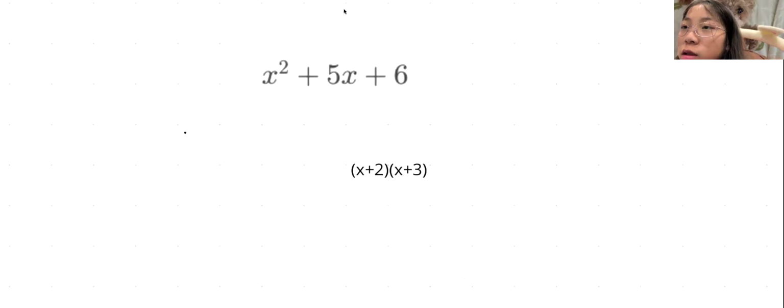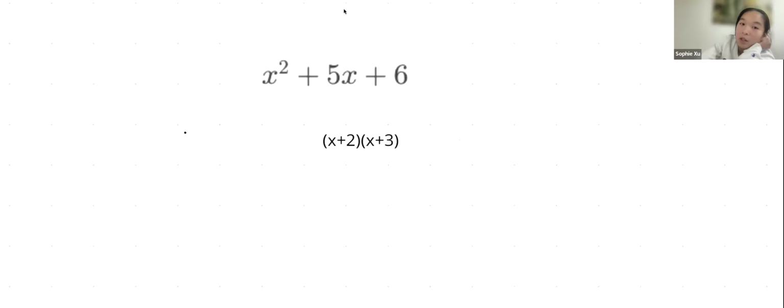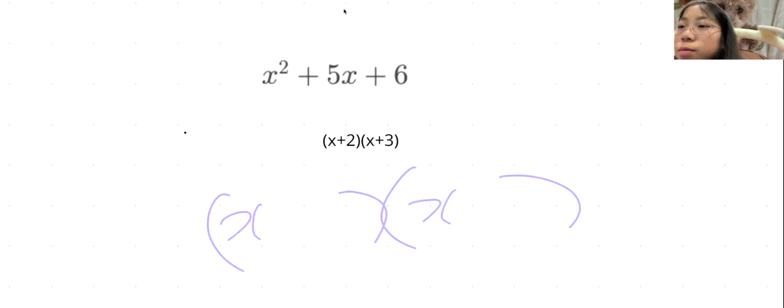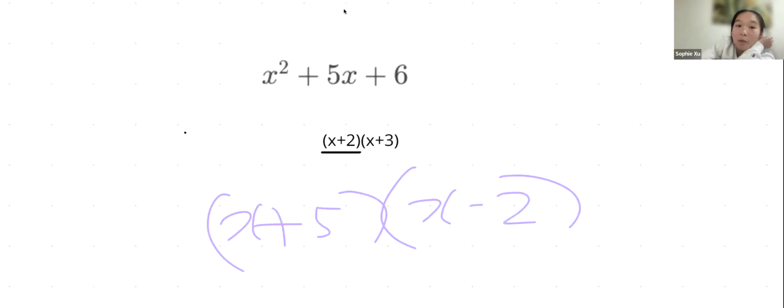Wait, so basically, do you just factorize it first into the thing we were doing before? What do you mean, factorize it into the thing we were doing before? Yes, you factorize it so that it can't be factorized even more. Take x plus 2 for example. There are no more common factors. You can't factorize it anymore. So that's when you just stop factorizing.